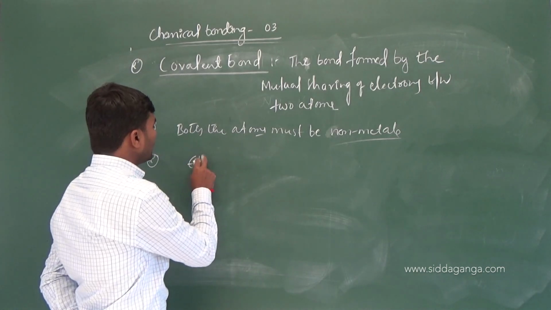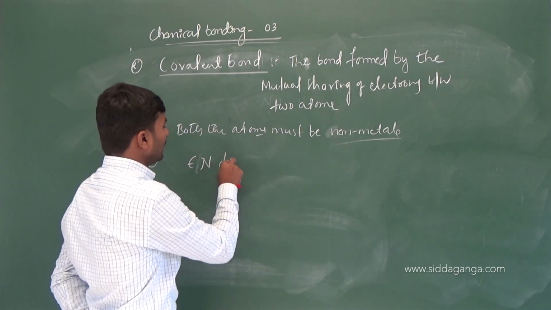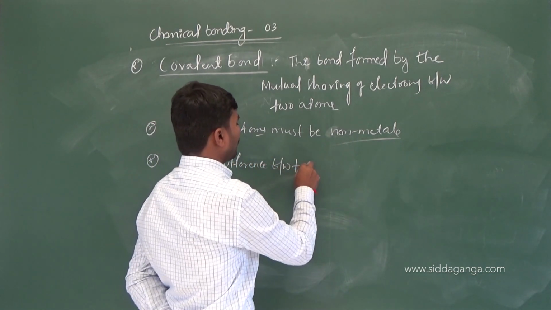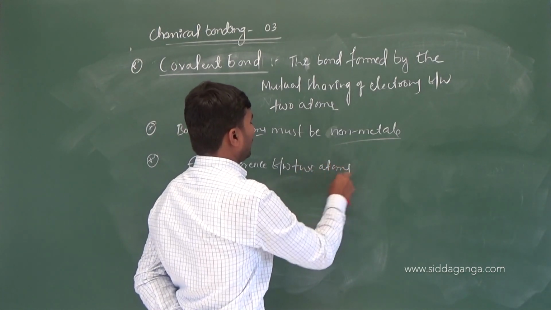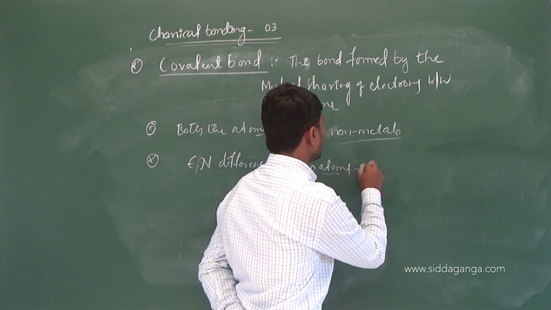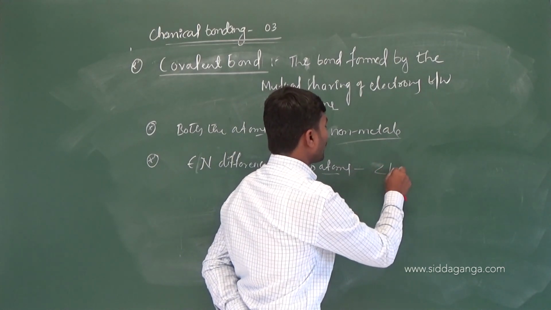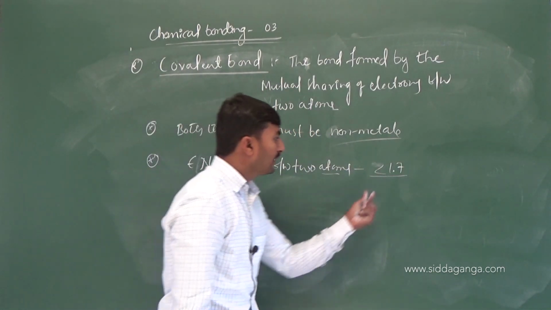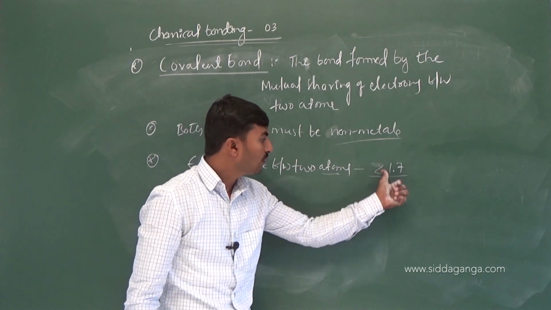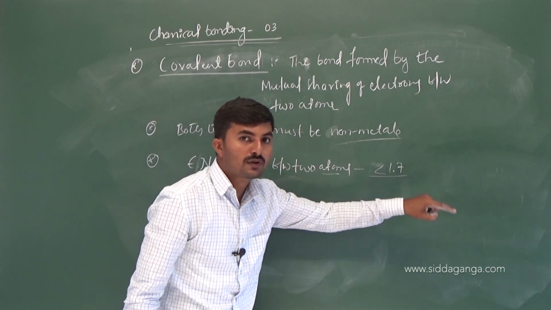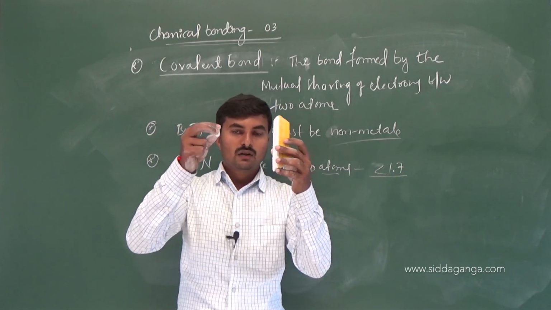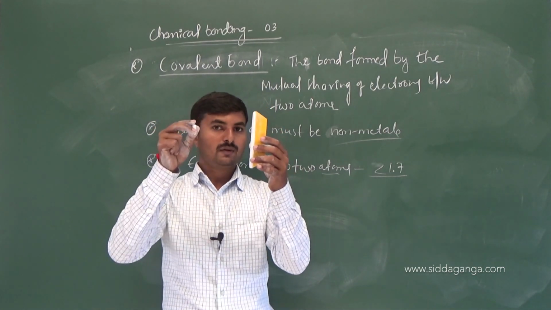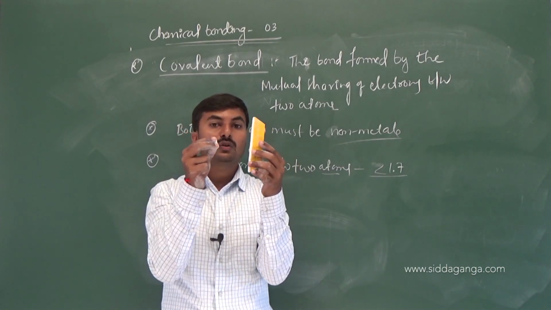Followed by the next, the electronegativity difference between two atoms. The electronegativity difference between two atoms should be less than 1.7. When I discussed the ionic bond, I said that the bonds whose electronegativity difference is greater than 1.7 are ionic. If we consider these two atoms, if the electronegativity difference between them is less than 1.7, then that bond will be covalent.